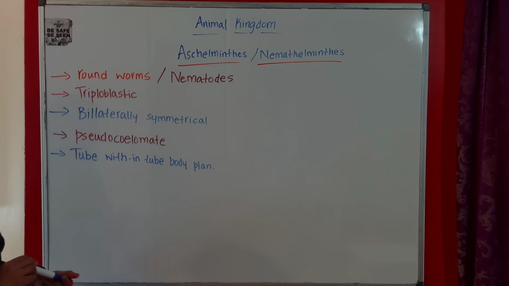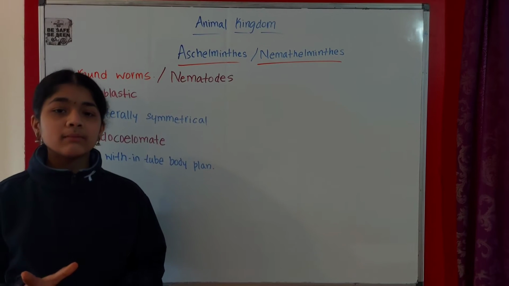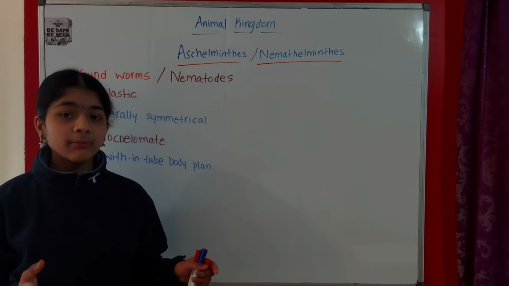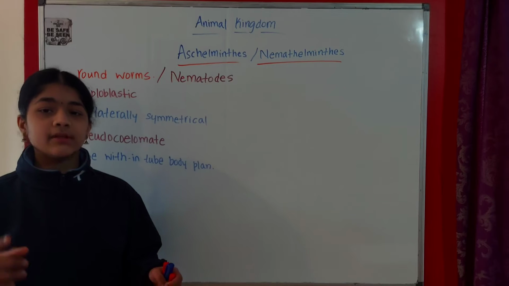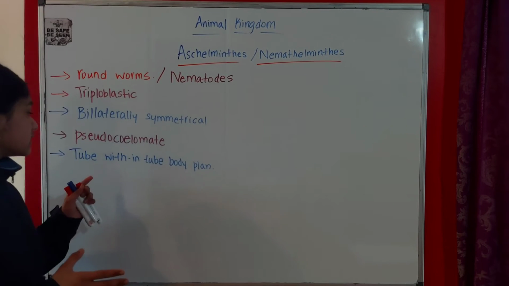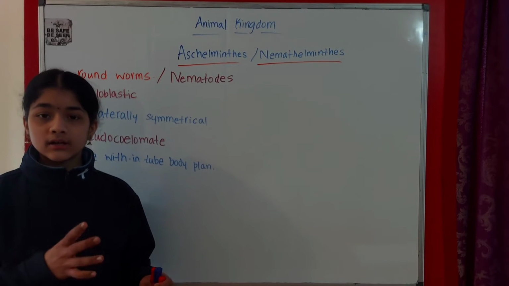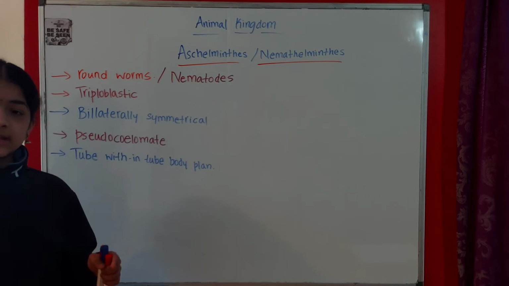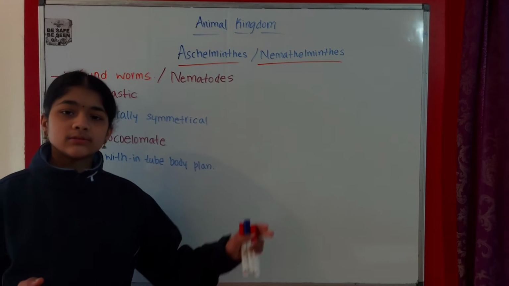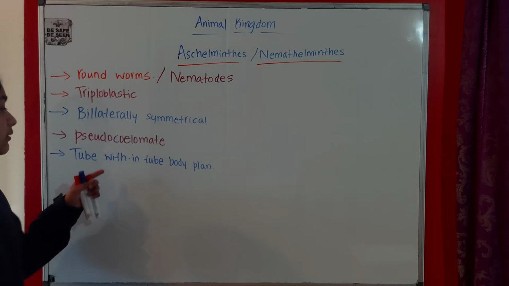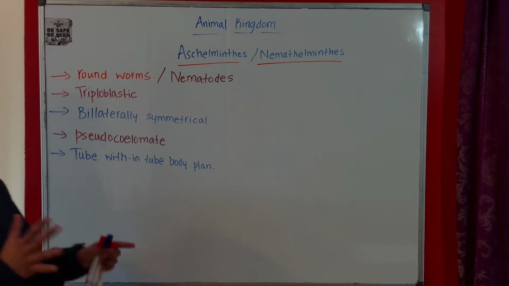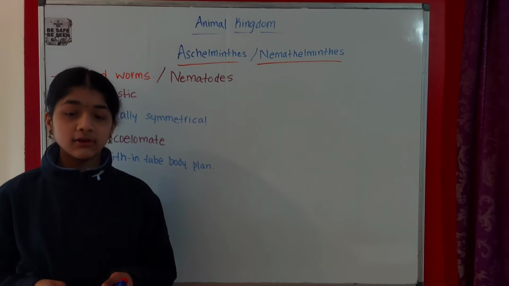What do we mean by tube within tube body plan? It means there is a complete alimentary canal or digestive system. In the blind sac body plan, there is an incomplete digestive system. There is only one opening, and that one opening serves as mouth and anus. In the tube within tube body plan, there is a complete digestive system or alimentary canal. There are two separate openings, one for the mouth and one for the anus. This is about the body plan of the nematodes.